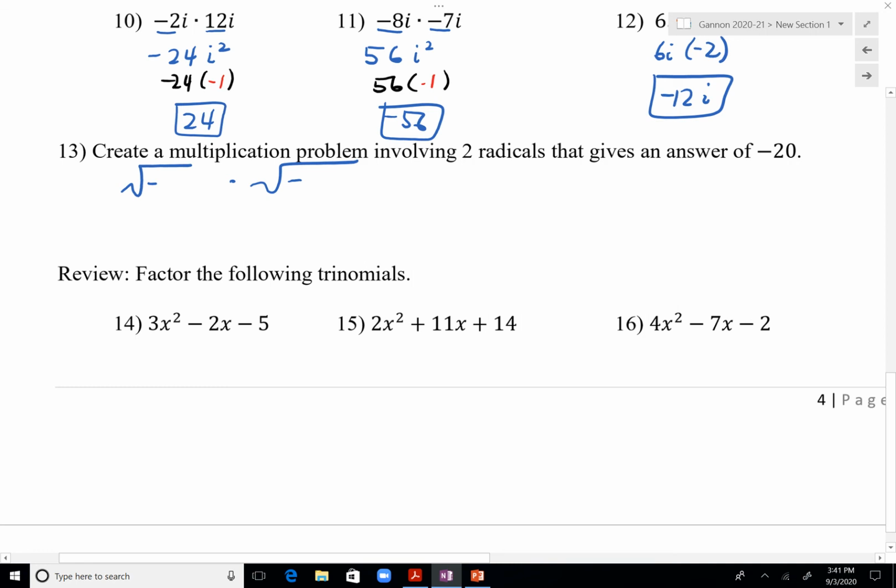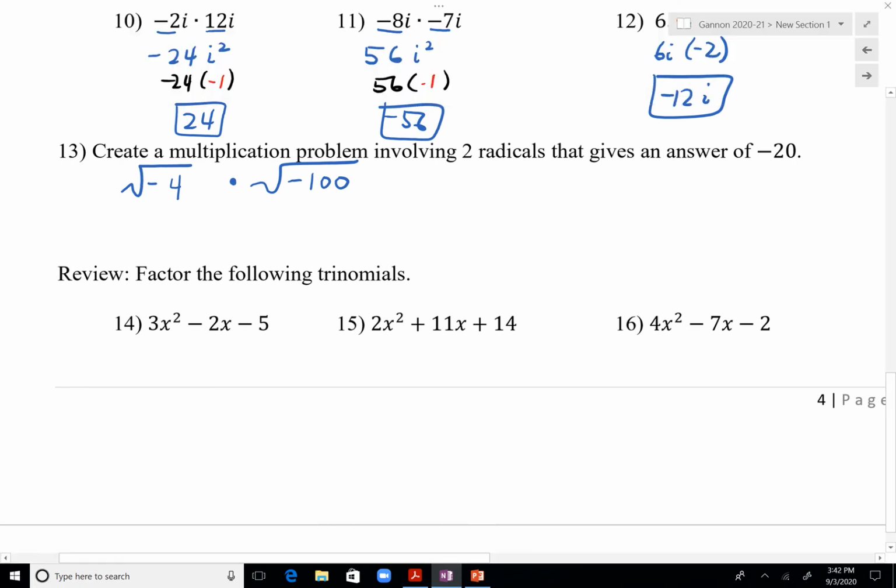Now, if I want a product of 20, I need to think of getting things like 1 times 20, 2 times 10, 4 times 5. You're going to have some options of what you go with. Let's just go ahead and work with 2 times 10. In order to get 2 times 10 from a square root, I need a perfect square that has a square root of 2, so that's 4. In order to get 10, I would need a perfect square that has a square root of 10, so that's going to be 100.